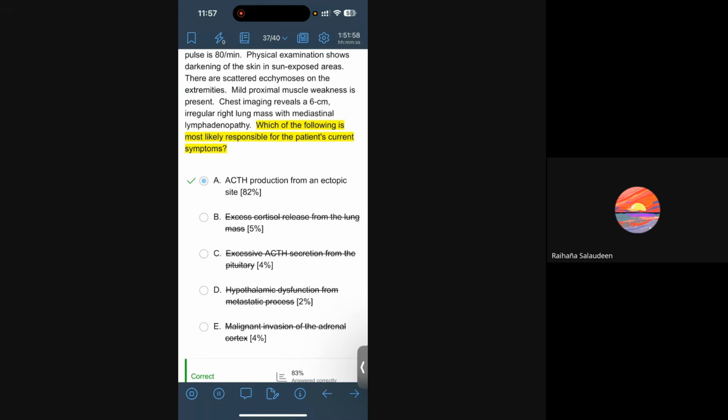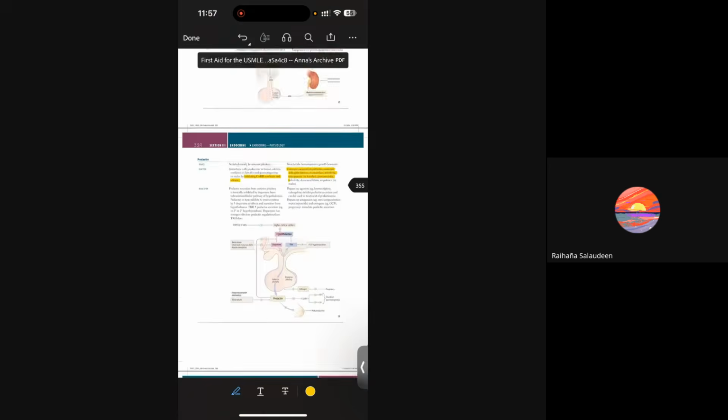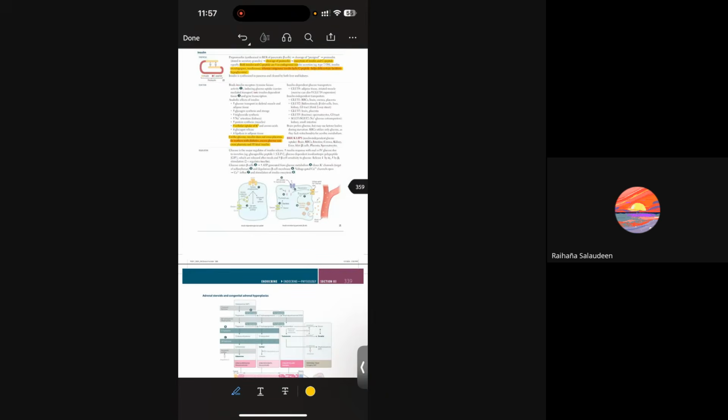Are they going to decrease or not decrease in this patient? No, it will not decrease in this patient, because it's from an ectopic site. In the high dose dexamethasone suppression test, they are not going to decrease.